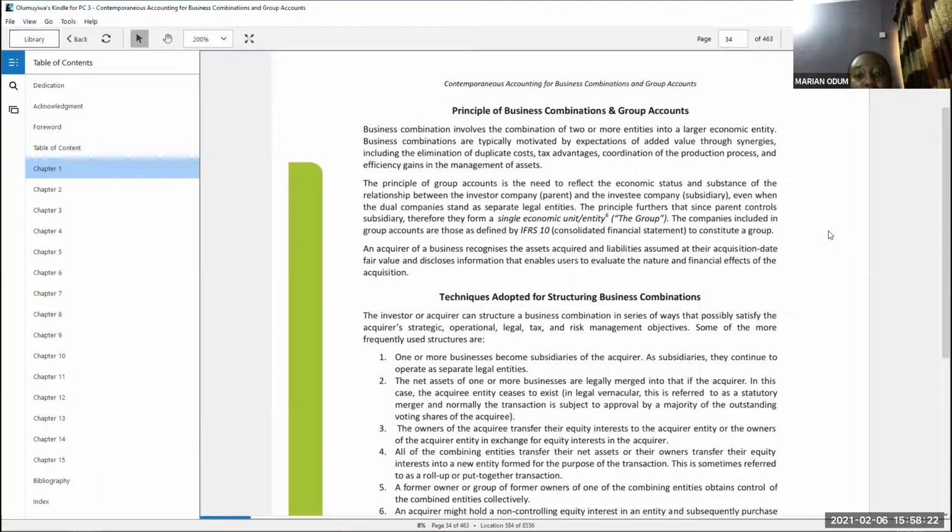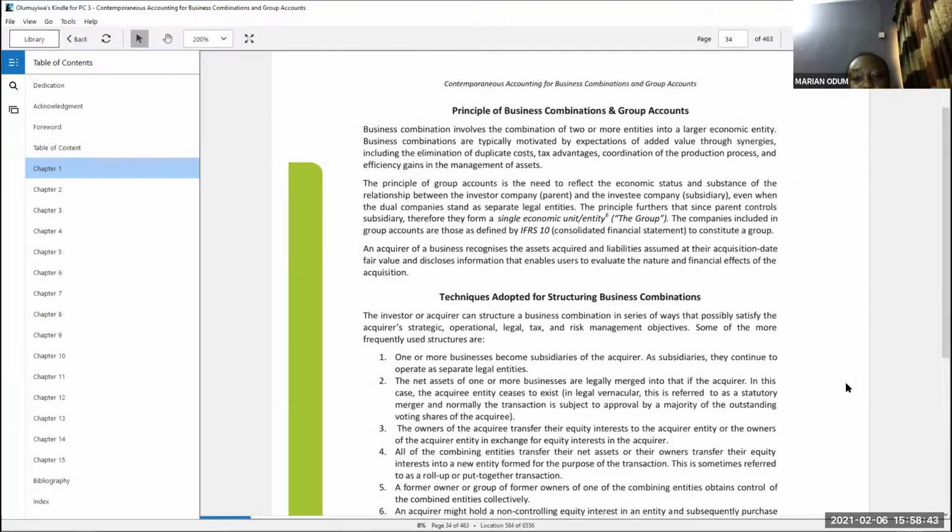An acquirer of a business recognizes the assets acquired and liabilities assumed at the acquisition date fair value, and discloses information that enables users to evaluate the nature and financial effects of the acquisition. Techniques adopted for structuring business combinations.